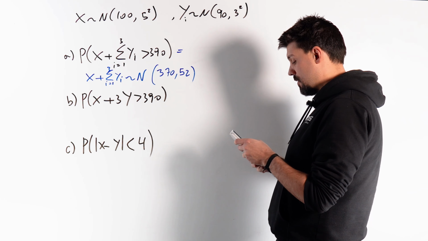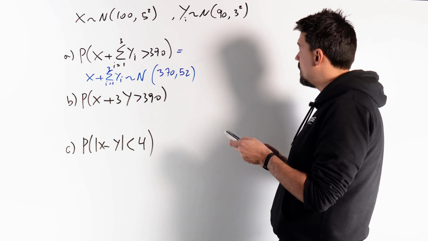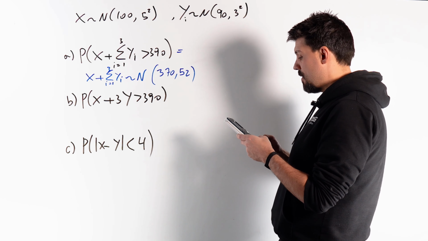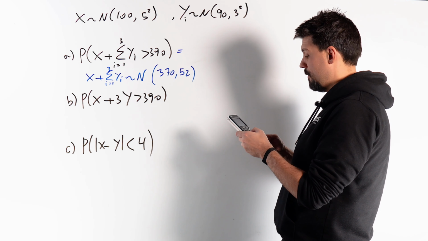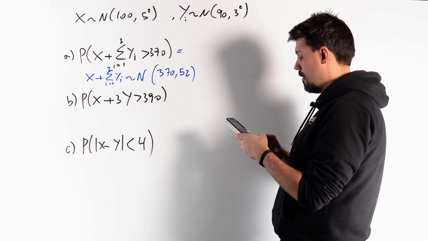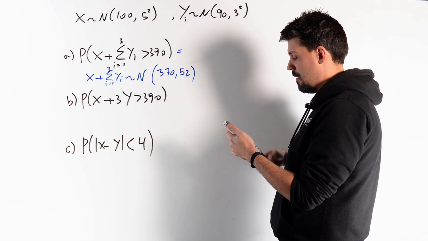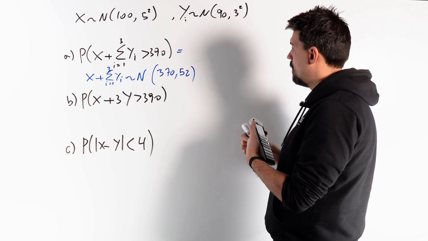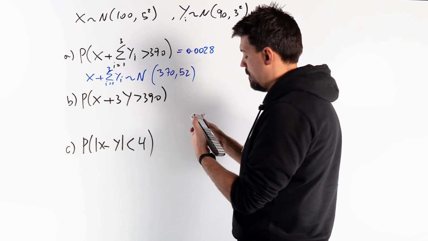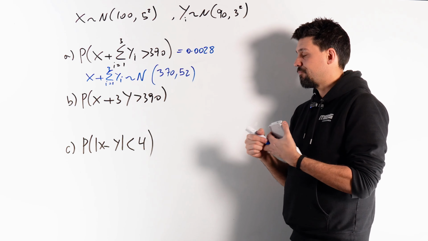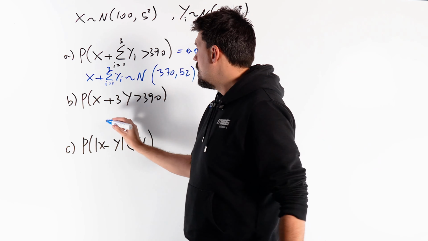Right, so time for some normal CD. Lower: we want bigger than 390, so upper is something huge. The standard deviation is the square root of 52, the mean is 370, and we get something relatively small: 0.0028. There we go.